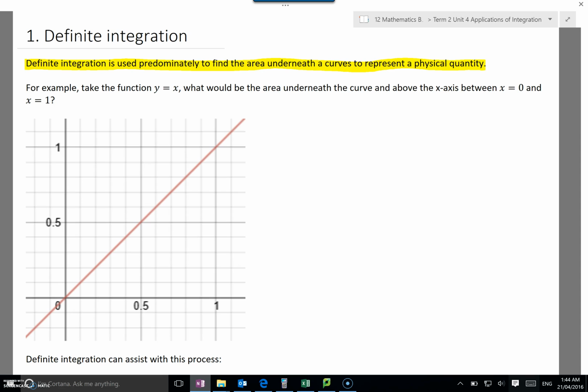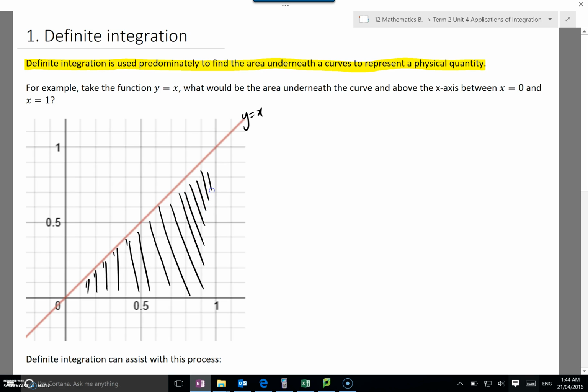So just for an example of how this works, take the function y equals x, the straight line. What would be the area under the curve? So underneath here and above the x-axis. So we're looking at this shaded region between 0 and 1, this triangle.